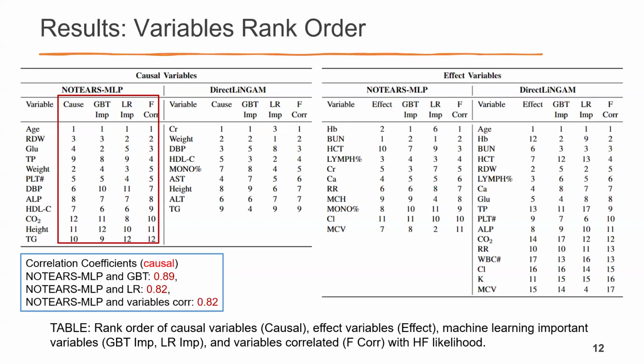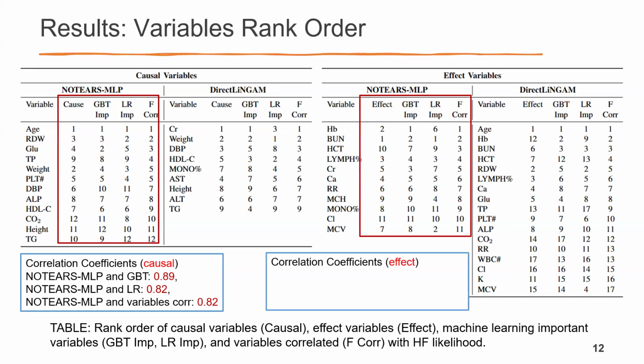Also, let's move to the effect features. The correlation coefficient between NOTEARS MLP effect variables and their importance score from GBT is 0.9, which is the highest. And the correlation coefficient between effect variables and their importance score from logistic regression is 0.61, and variable correlation is 0.65. Both of them are lower than the feature importance correlation rank from the GBT.